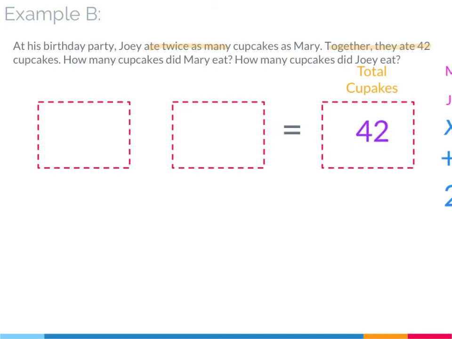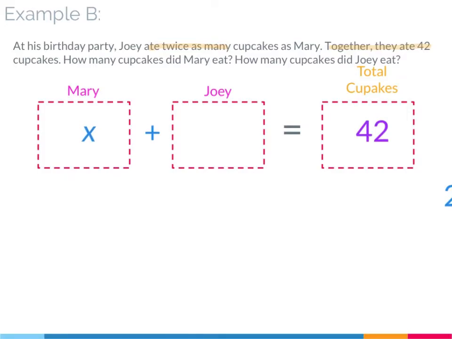On the other side of the equation, it's a little bit different this time. We don't have just one thing, because our question asks for two different answers. It asks how many cupcakes Mary ate and how many cupcakes Joey ate. So we need one for how much Mary ate and one for how much Joey ate. We know we're going to add those together, and when we add them together, we're going to get our 42 cupcakes. We don't know how many Mary ate, so that's going to be x.